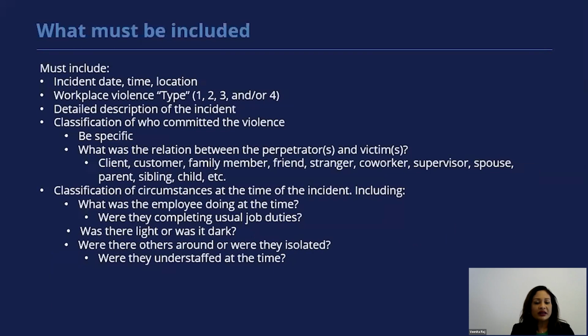What must be included in the violence incident log? It must include, obviously, all the relevant information, such as the date, time, and location of the incident, what type of violence it was, a detailed description of the incident, and a classification as to who committed the violence. And you have to be very specific. What was the relationship between the perpetrator and the victim? Was it a client, customer, family member, friend, stranger?